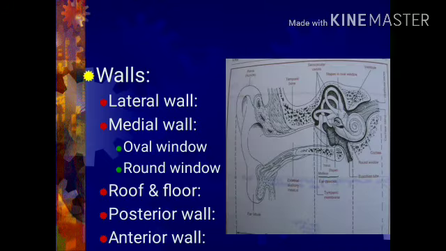Walls of the middle ear. The lateral wall consists of the tympanic membrane. The medial wall is a thin layer of temporal bone in which there are two openings, one that is the oval window and the other is the round window. The roof and floor of the middle ear are formed by temporal bone. The posterior wall is formed by temporal bone with openings leading to the mastoid antrum, through which air passes to air cells within the mastoid process. The anterior wall has two canals. The upper canal lodges the tensor tympani muscle and the lower canal lodges the eustachian tube.